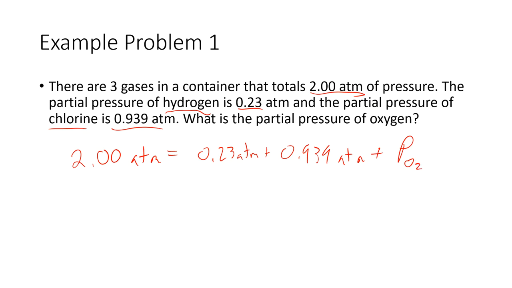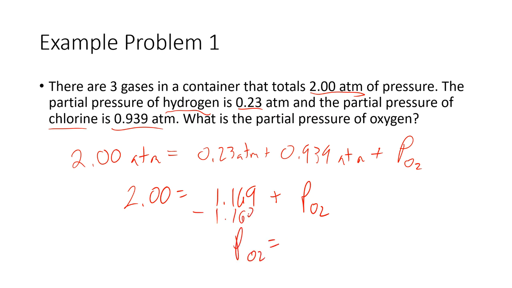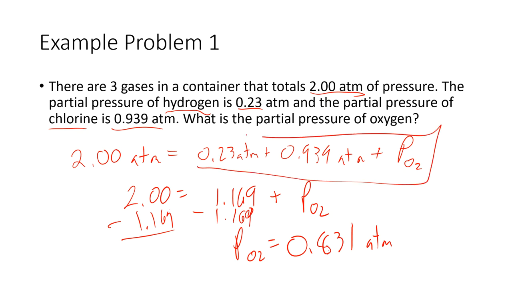So you just have to add everything. 0.23 plus 0.939 is 1.169. So 2 is equal to 1.169 plus whatever oxygen was, right? Therefore, whatever oxygen is has to equal, since we're adding, we need to subtract, 2 minus 1.169, which is 0.831. So that must be what the pressure of oxygen is if all 3 of these things equal 2.